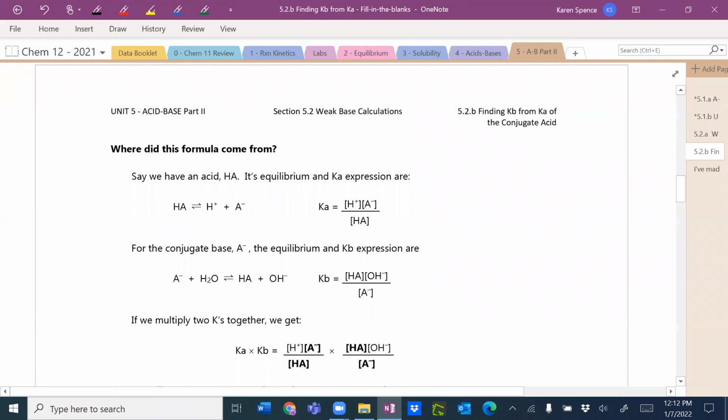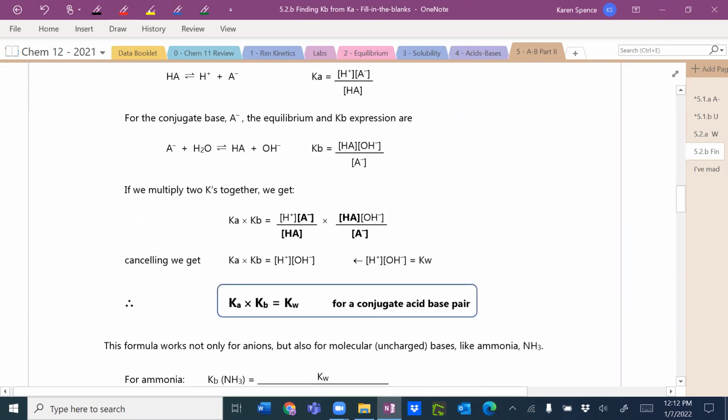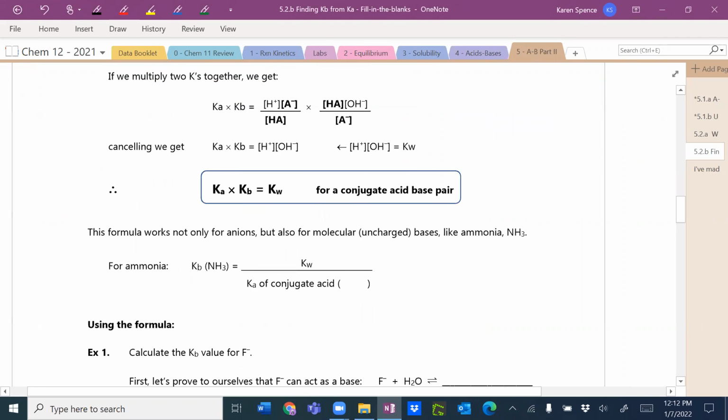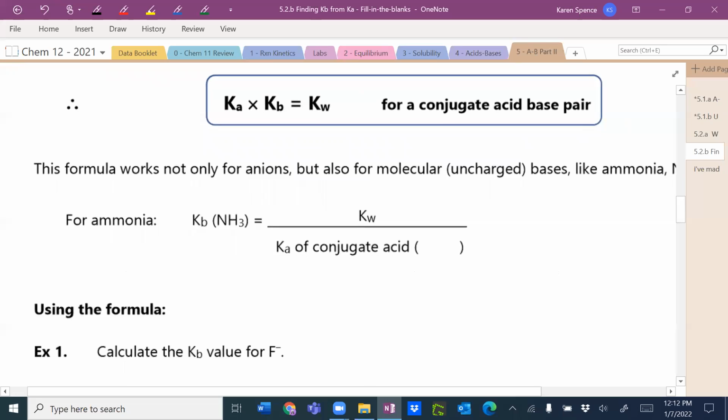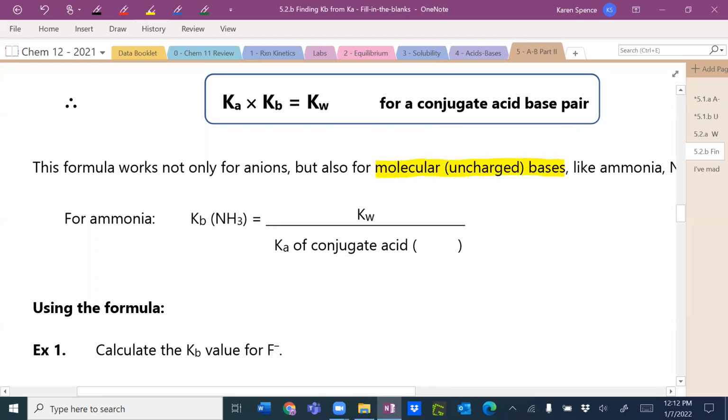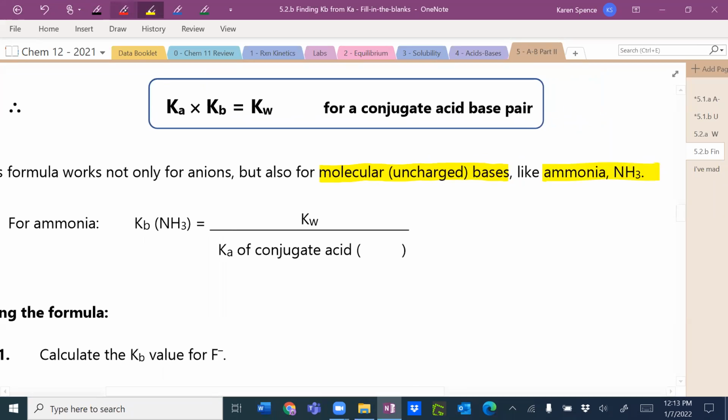I am going to skip over where this formula comes from. I will come back to it at the end. So if you're interested, you can hang around for that, and if not, we won't worry about it. But what we're going to do is focus here. This formula works not only for anions, but also for molecular uncharged bases like ammonia and other amines.